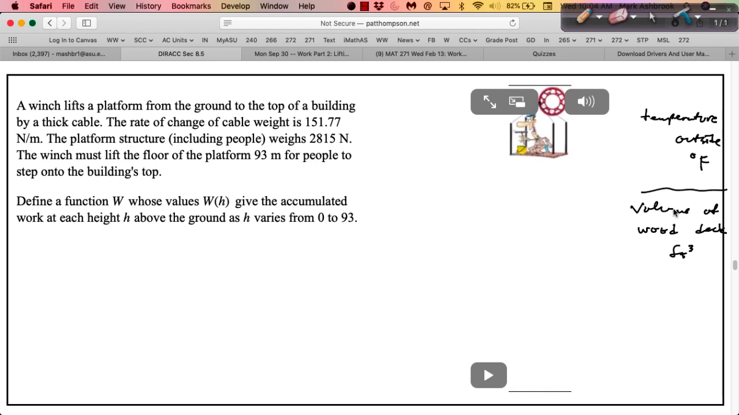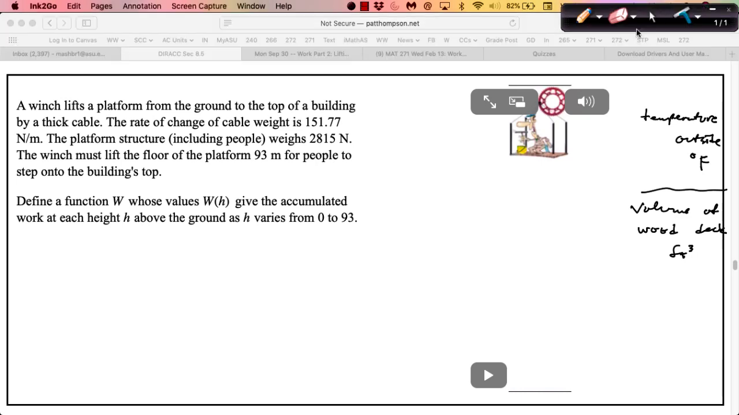Okay? So everyone's got a partner. And if you need a partner, then Derek and Pollock, yeah. So the rate of change of cable weight.